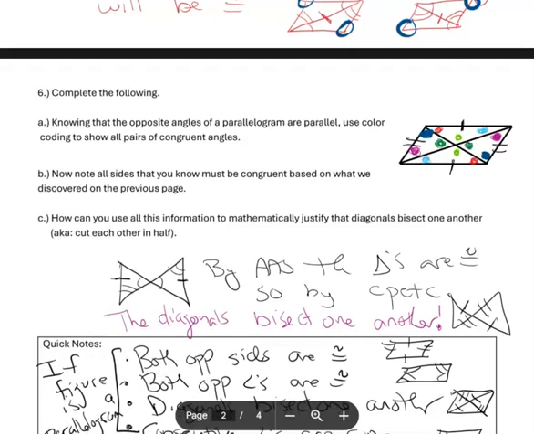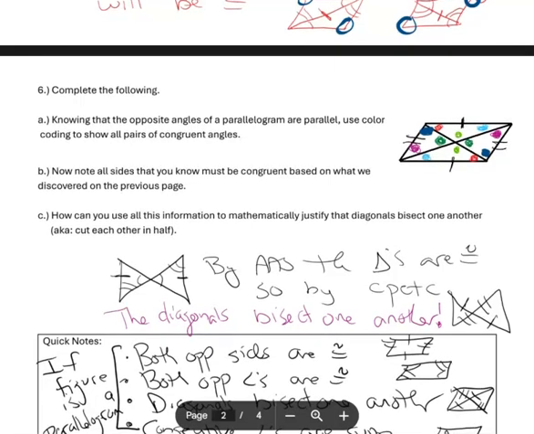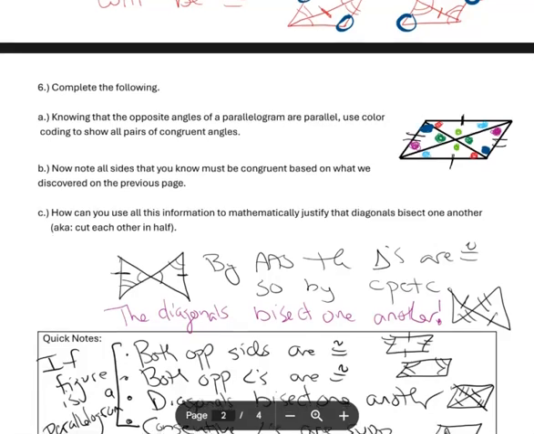It says, now note all the sides that we know must be congruent based on what we discovered on the previous page. Well, we learned that the opposite sides must be congruent, so top and bottom would be congruent, and left and right would be congruent.